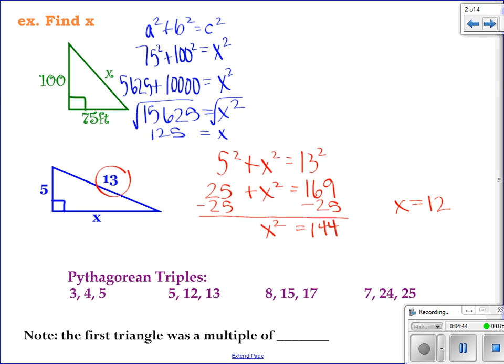The first triangle was just one of these multiplied by a number. Which one was it? It was the 3, 4, 5. What did we multiply the three numbers right here by? We just multiplied 3 times 25, 4 times 25, 5 times 25. So any multiple of these would work up here as well. So just know that if you get all whole number answers, integers, they're just called Pythagorean triples. Some kids like to memorize these as a shortcut. Others don't.